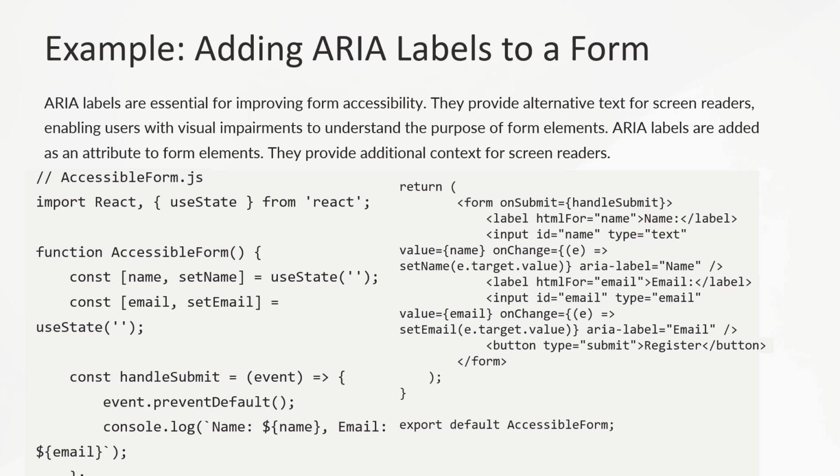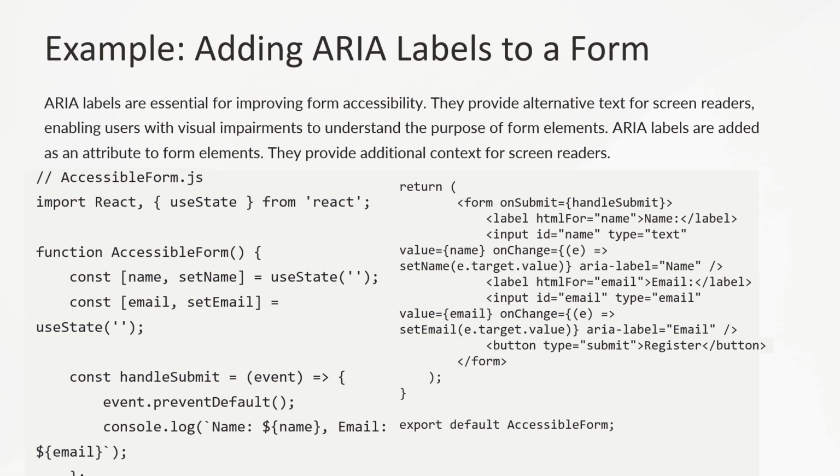The accessible form.js code provides a form component designed with accessibility in mind, aiming to ensure inclusive user interaction, particularly for individuals with disabilities. The component uses useState hook to manage the state of name and email as the user interacts with the form. This allows the form to update dynamically based on user input. The form consists of input fields for the user's name and email, along with a submit button. Each input field is associated with its respective state and updates the state based on user input.